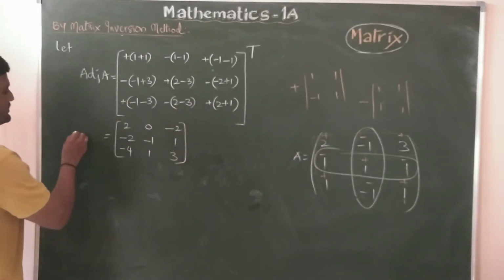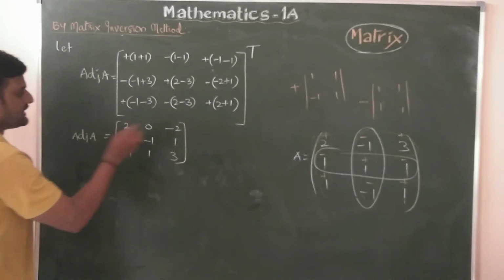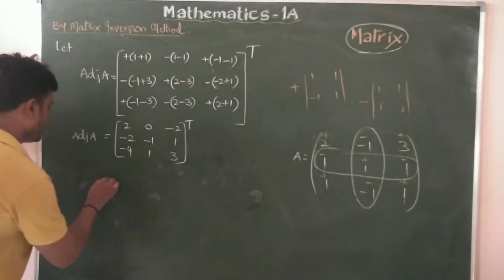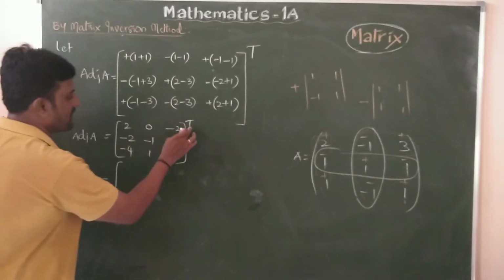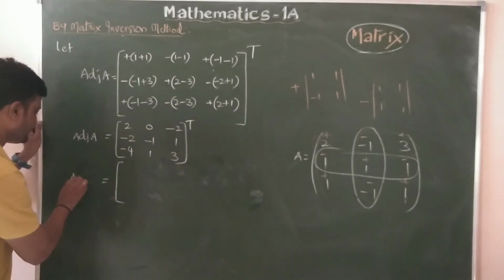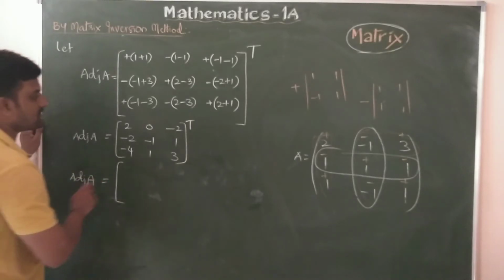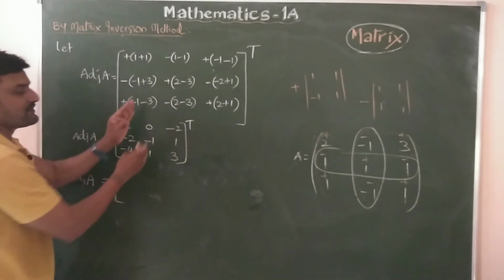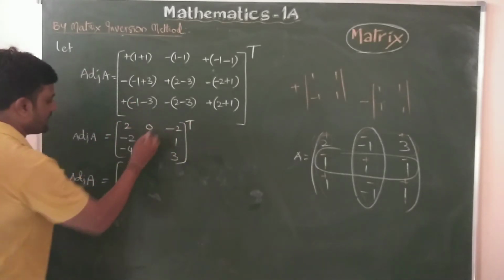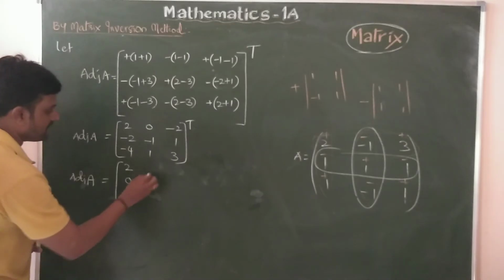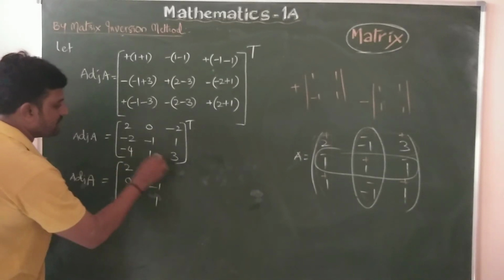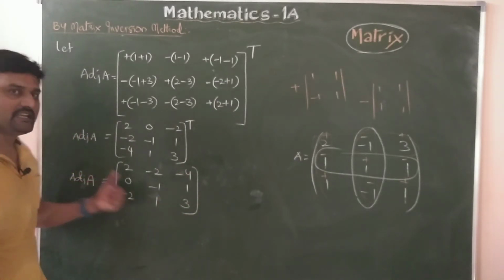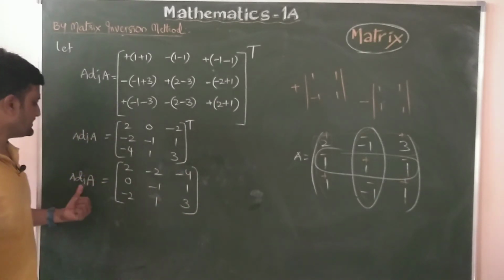Okay, now this is the adjoint A. Take the transpose of this matrix. After applying the transpose, adjoint A equals, transpose is nothing but rows and columns are interchanged. Yes or no? Now rows become columns and columns become rows. Now it is 2, 0, minus 2 as a column. It is minus 2, minus 1, 1. Now it is minus 4, 1, 3. Okay, now this is the adjoint A. The complete matrix is the adjoint A.